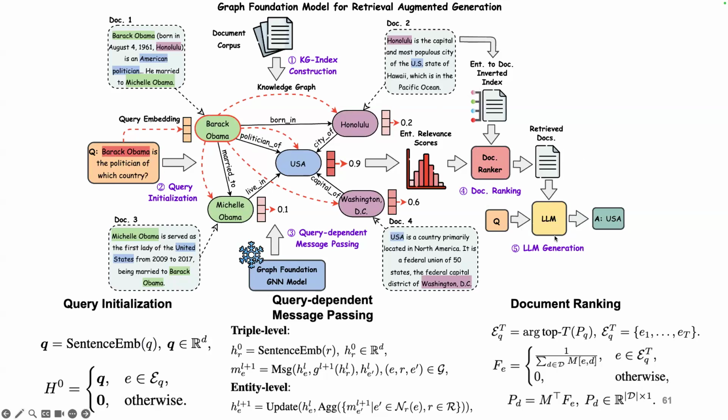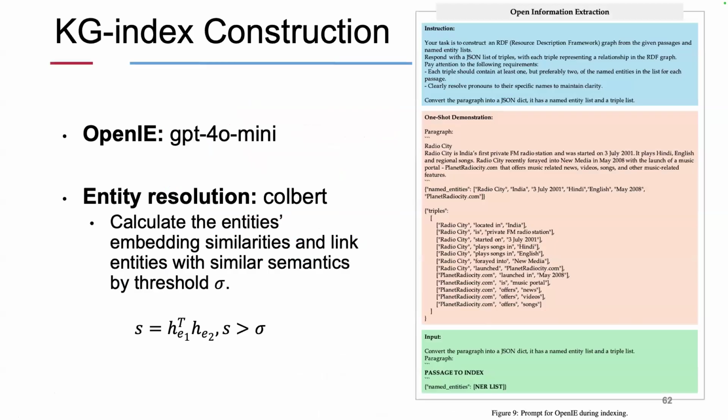And in order to solve the graph construction bottleneck, we directly utilize the large language model to generate the knowledge graphs. So we utilize GPT-4o with a one-shot prompt to extract the knowledge graph from documents, and also an embedding-based model to do the entity resolution. So it's just a very simple solution here. It can definitely be replaced with more advanced graph construction pipelines.